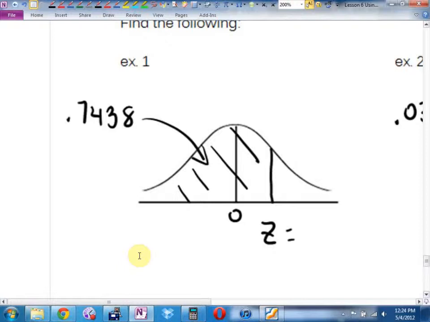Now, how did we do this up until now? Up until now, we would have looked this up on our orange sheet, but because it was an area, we would look it up in the decimal section. So find it. Can you find 0.7438 on the orange sheet?